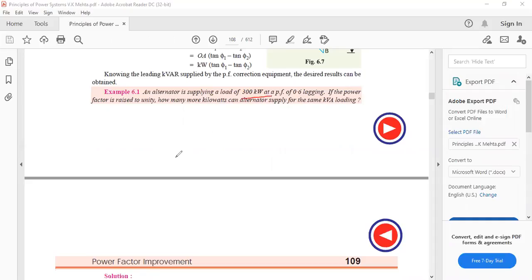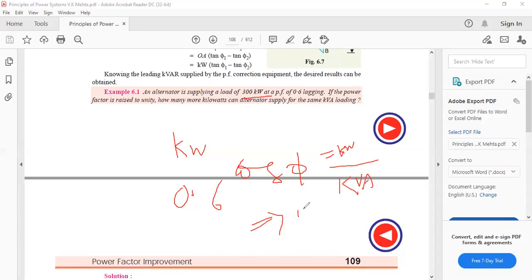See, this is the kVA rating of your alternator at a power factor of 0.6. We know very well, from the definition of the power factor, we can write cos phi is equal to the ratio of real power to apparent power. Real power is represented by kilowatts. So if you need kVA, we can use this formula: just shift this value here and this value here. kVA is equal to kilowatt divided by cos phi.